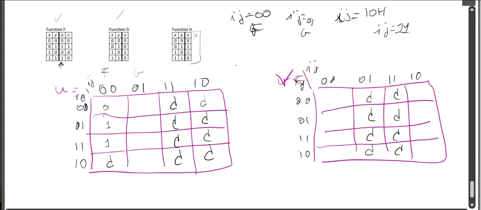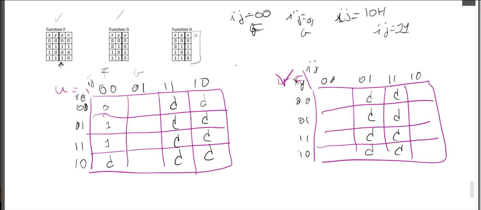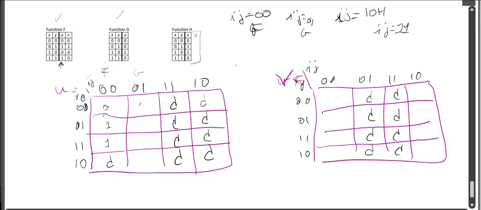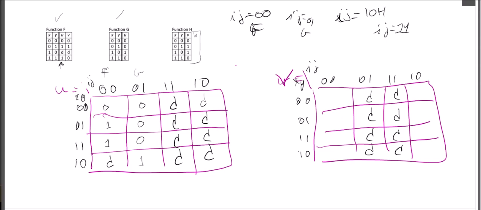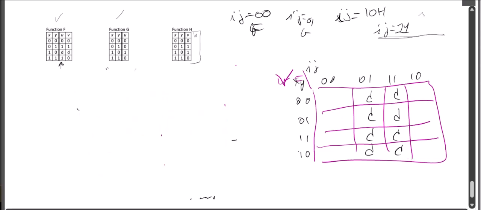And then for function G, for 0, 0, we have 0. For 0, 1, we have 0. For 1, 0, we have 1. And for 1, 1, we have 0. Okay, so now take a quick look at function V. We already have the don't cares filled in.